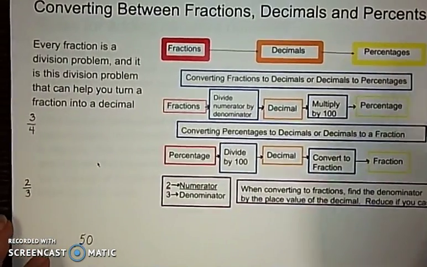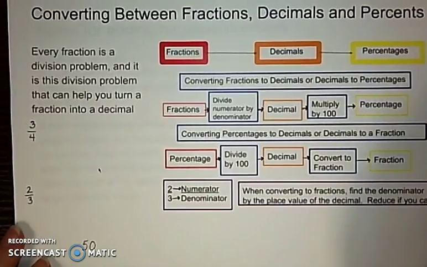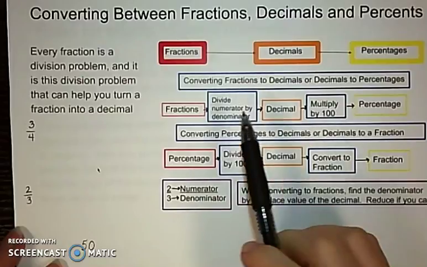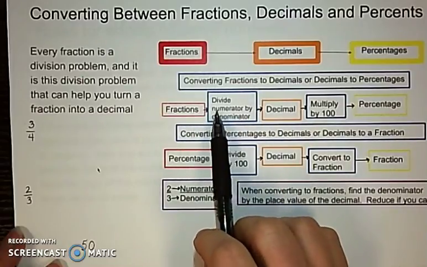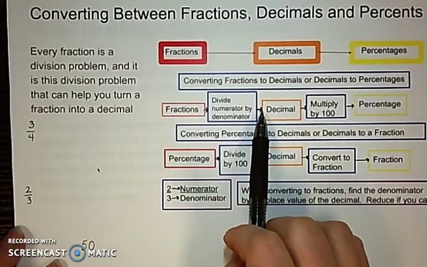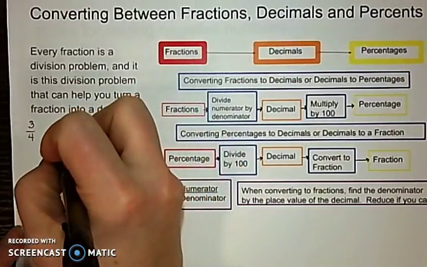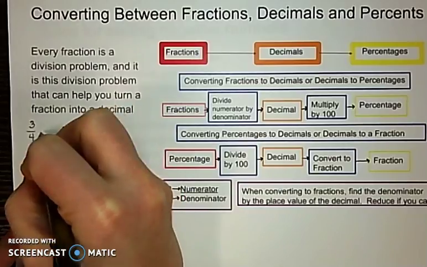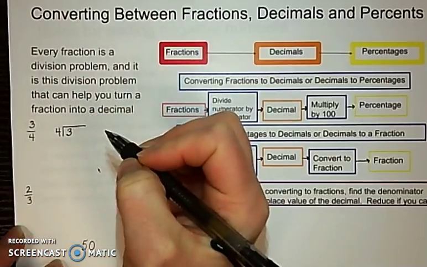If I want to convert then between fractions and decimals and percents, there are some simple rules to follow for that. When I am going from a fraction to a decimal, all I need to do is divide the numerator by the denominator. And so I'm going to demonstrate that over here with 3/4. My numerator always goes inside, my denominator goes outside the house.